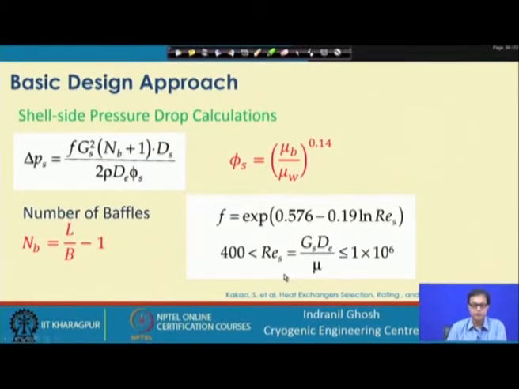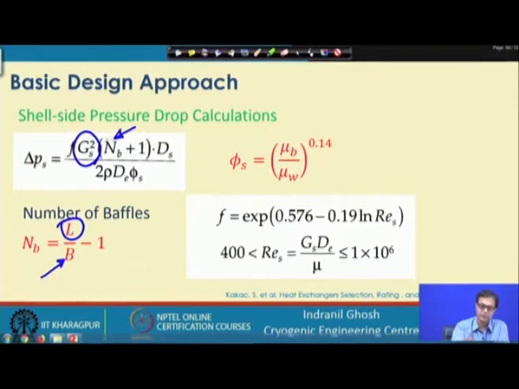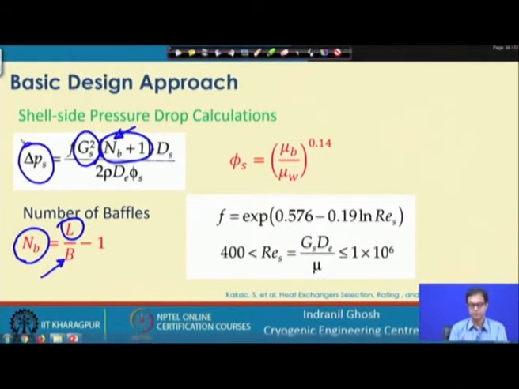We also need the pressure drop calculation, and this will depend on the mass velocity of the shell side, and also on Nb, the number of baffles which will be used. This is the baffle spacing, this is the length, and Nb is L by B minus 1. In this expression for the pressure drop on the shell side, there is Nb plus 1. If we have Nb number of baffles, the fluid will be passing Nb plus 1 number of times over the tube banks, and we get the pressure drop related to that this way.